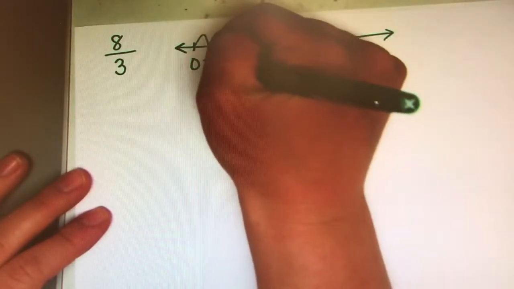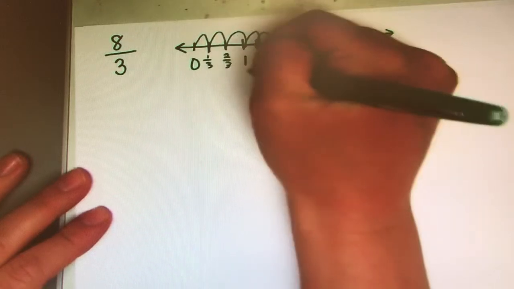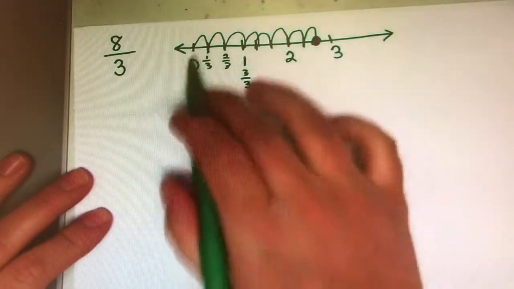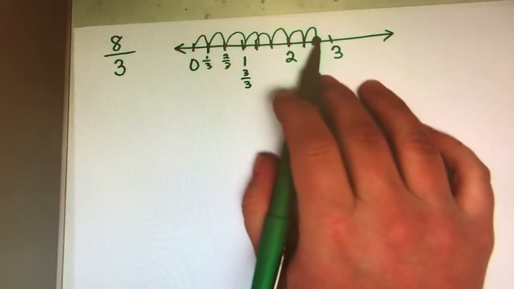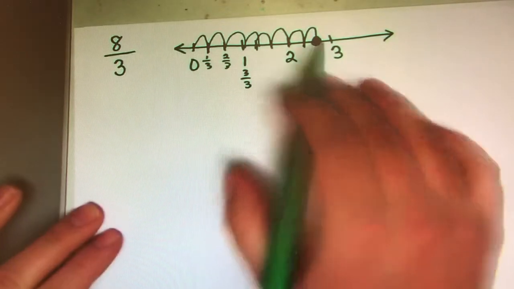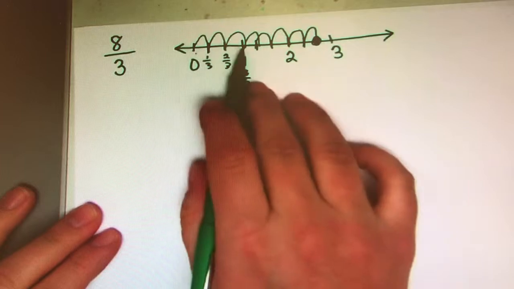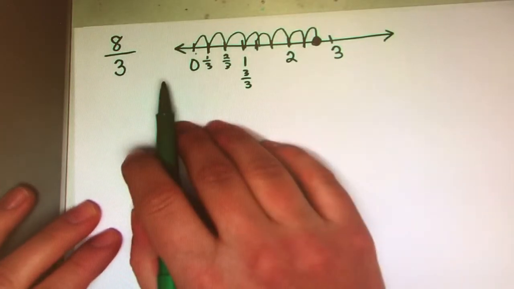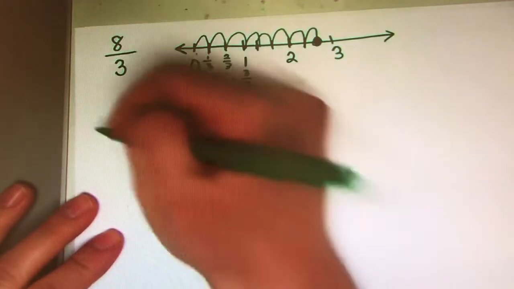Okay, so this would be like 1/3, 2/3, 3/3, and so on. You could keep going all the way down. So when you're asked to draw one on a number line, first look at your denominator, and that's how many you will divide into between 0 and 1, or between each whole number. Okay?